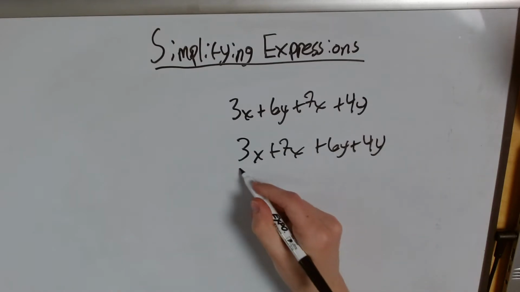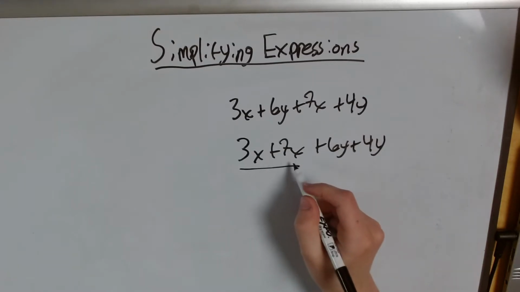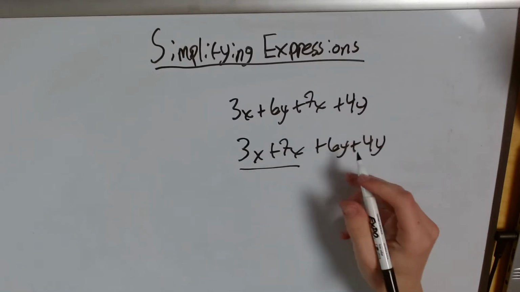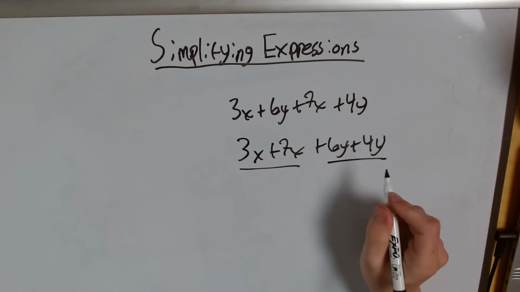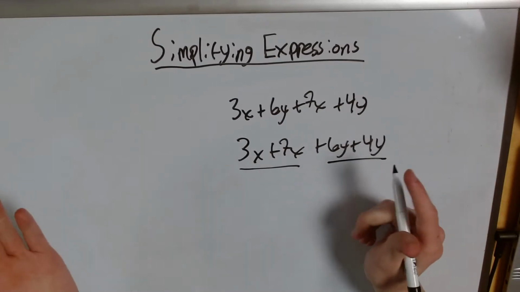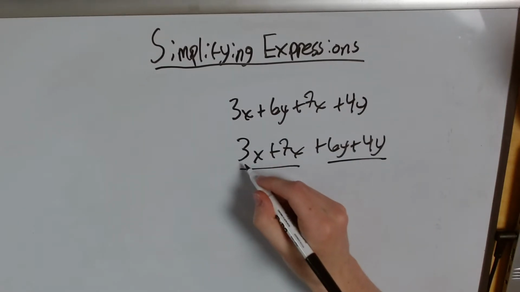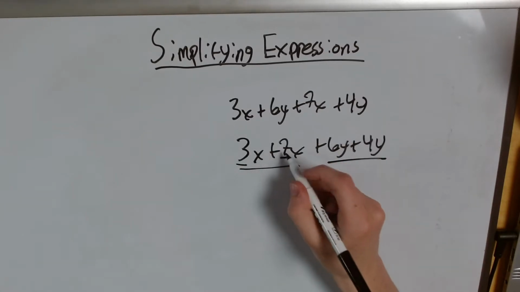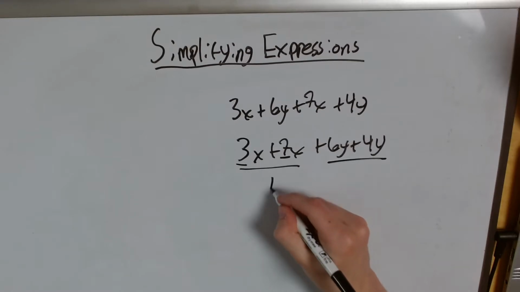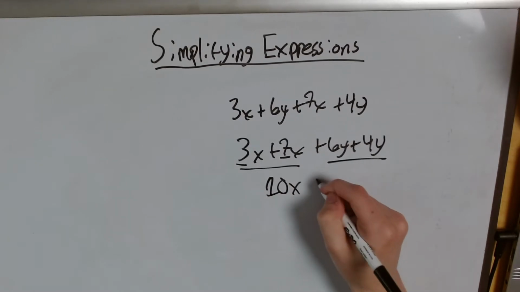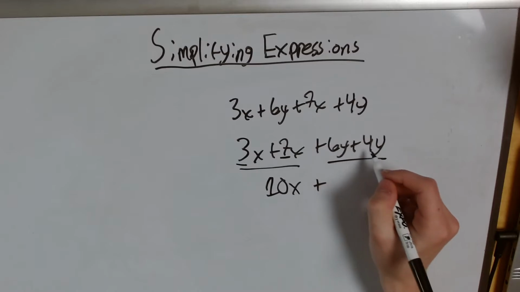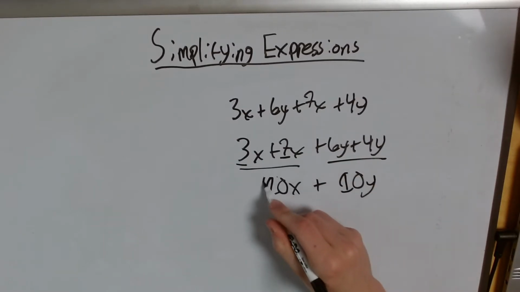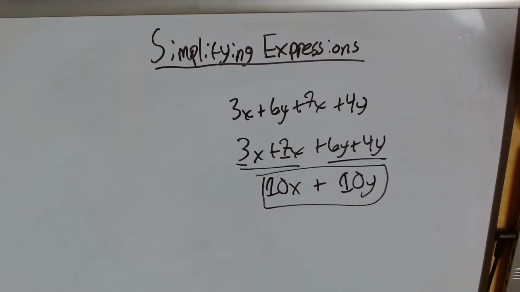Now, these two terms right here, 3x and 7x, both have an x in them. That means they're like terms, and I can combine them. The same goes for 6y and 4y. Now, how do I combine them? I basically add together the coefficients next to each variable. So 3 plus 7 is 10, so I have 10x, plus 6 plus 4, which is 10, so I have 10y. So my simplified answer is 10x plus 10y.